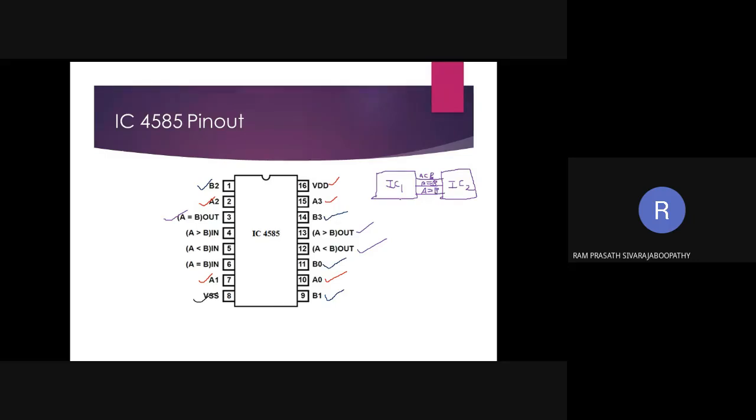You consider like this. From IC1, the outputs A less than B out, A equal to B out, A greater than B out are connected to the inputs of the second IC: A less than B in, A greater than B in, A equal to B in. These 3 input pins are used when we go for cascade. If A equal to B out is generated from IC1, then only IC2 will consider the data inputs. சொல்றது புரியுதுங்களா?